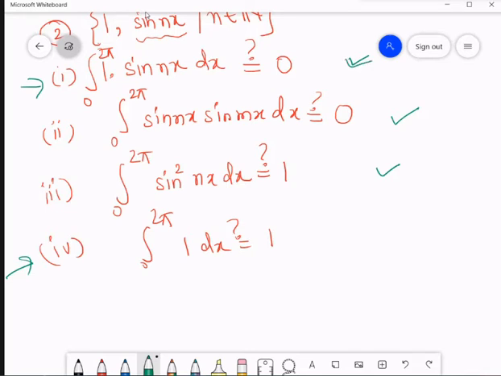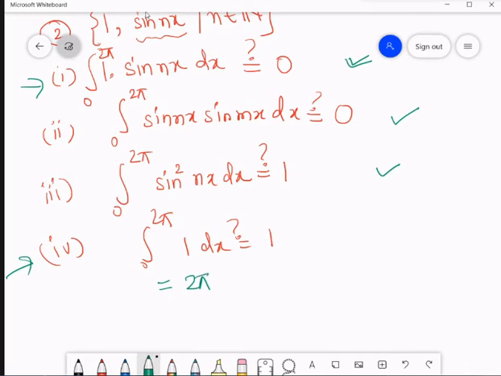One more thing: if you're not getting the answer, please let me know so that I'll solve it here. Otherwise, the integrals are straightforward, there's nothing much about it. And this integral turns out to be what? This integral actually turns out to be 2 pi. So this is not equal to 0.